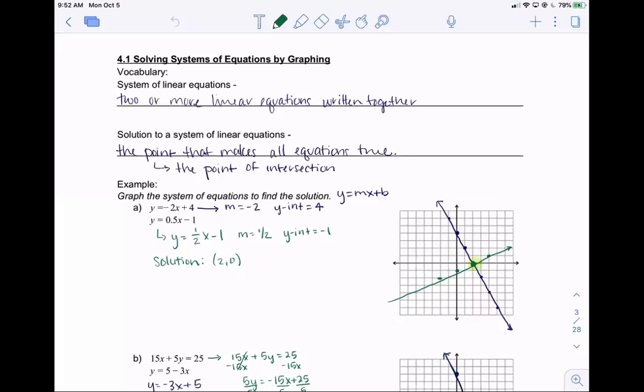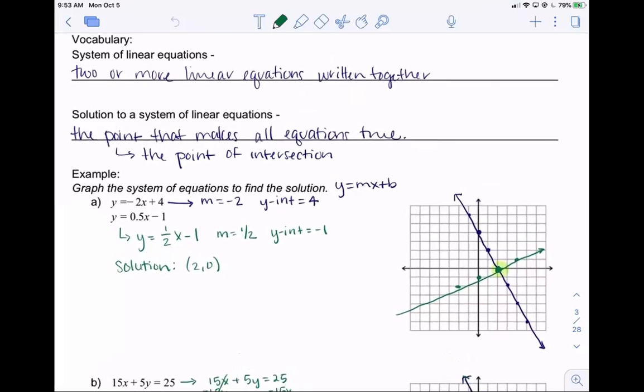So we talked about solving systems. Okay, so this is by graphing. We're going to talk about two other methods that are going to be more like solving equations, which I think you guys are going to like better. But this is going to help give us a good introduction to it. Right? So solving systems by graphing.